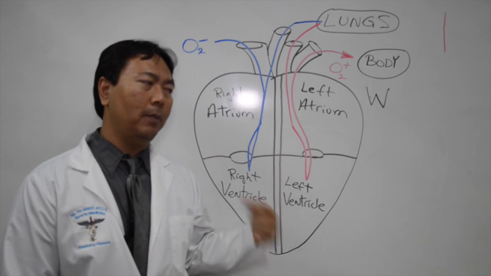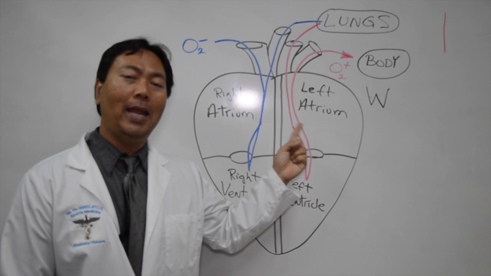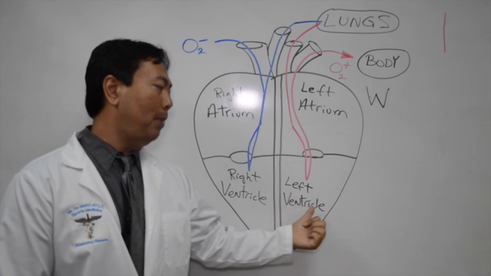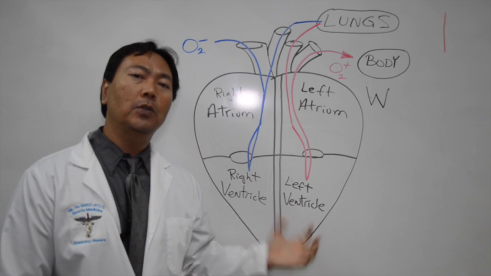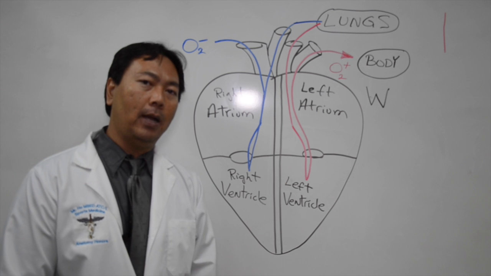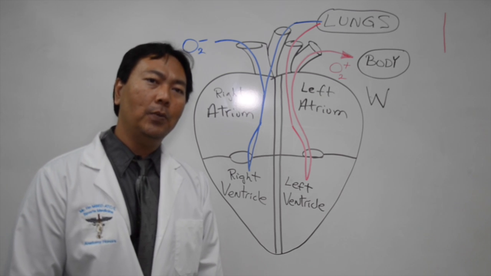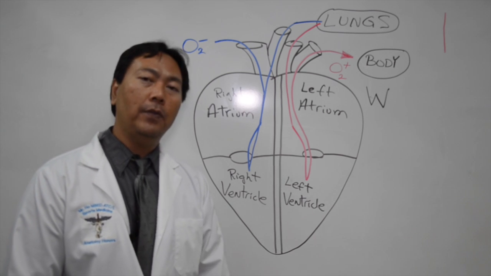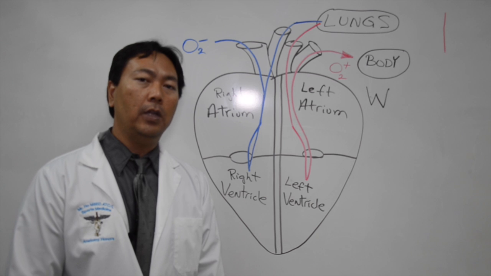Four very important chambers. The uppers are the atriums. Atrium means it accepts the blood. The bottom ones are called the ventricles. Ventricles pump the blood out to the rest of the body. Okay, let us continue with the next lesson. This is a good review of the systemic circulation of blood flow.